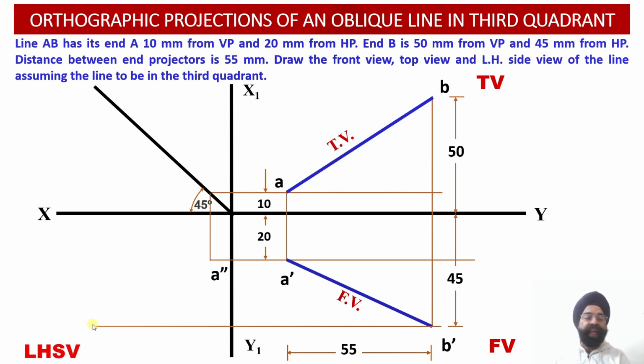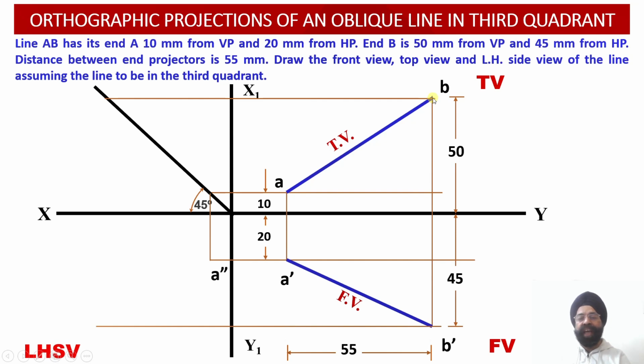Now we know that this locus line gives us a 45 millimeter distance below the horizontal plane in the profile view projection. Now we have to transfer the distance of the point B in the plan. How much is this distance? 50 millimeter. So we know that the end B of the line lies 50 millimeter behind the vertical plane. We are required to transfer this distance from the top view into the profile view projections.